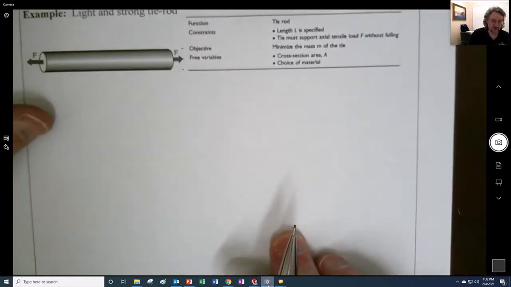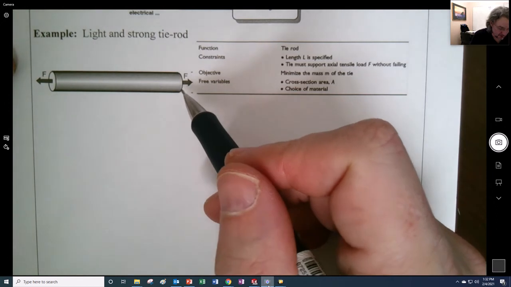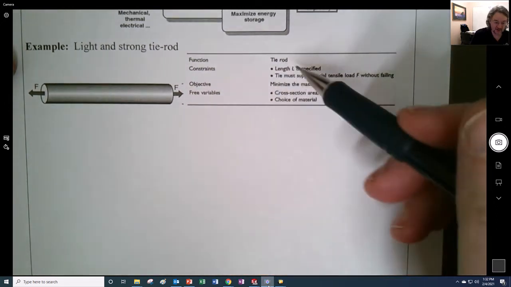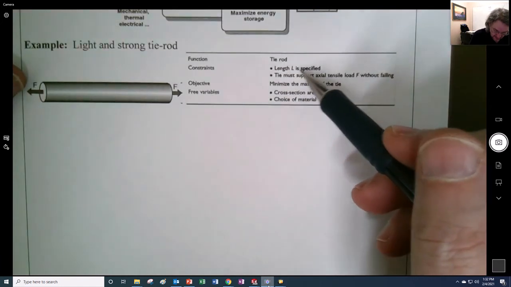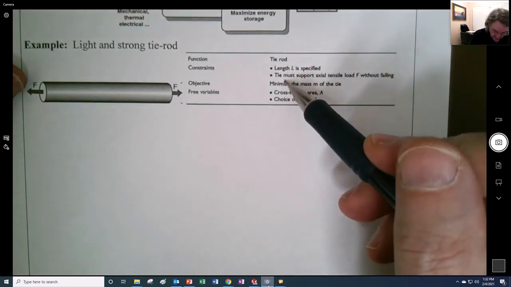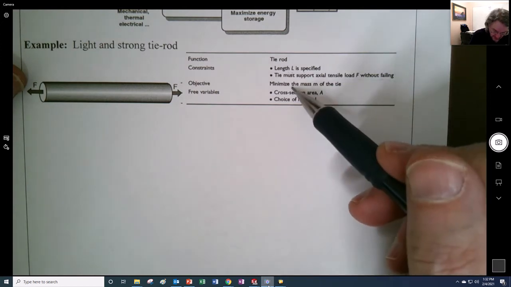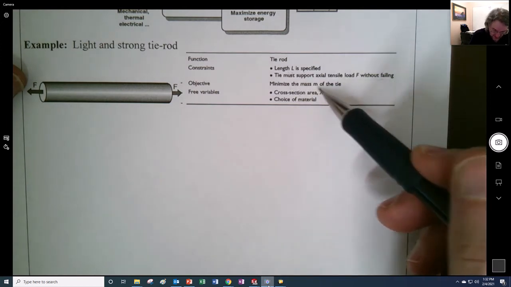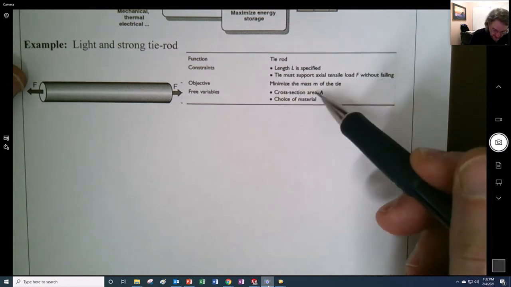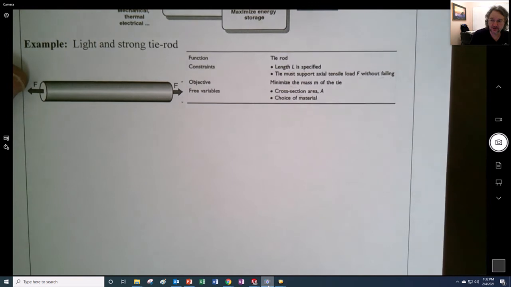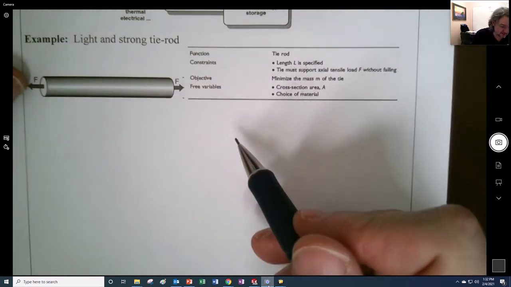So what we're going to do here is, for this very simple problem, we could figure out what the performance index is. Here's our function: a tie rod that's in axial loading, right? And the length is specified, and it must support axial tension without failing. Our objective is to minimize the mass of the tie, and the free variables are the cross section and the choice of materials, right? So we have some things available to us as a designer to make choices.